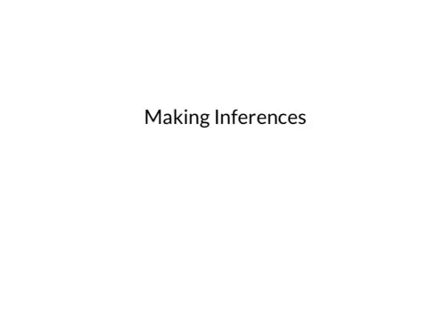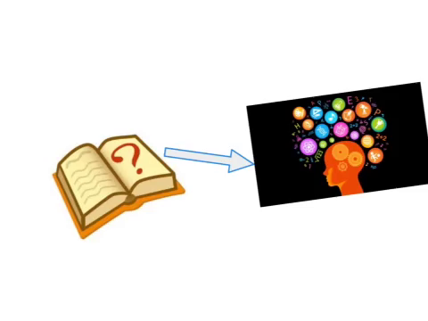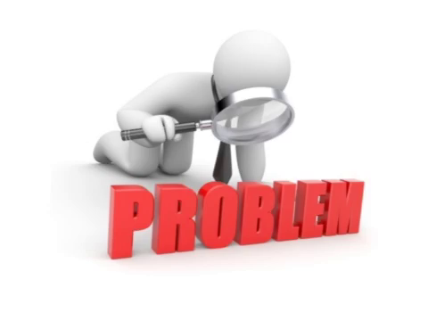Today we're going to be talking about making inferences. Now, making an inference is taking what we read or see and combining it with our own personal knowledge and experiences in order to figure out what is taking place. The problem with inferring is that we are trying to identify what is happening because the author or artist didn't tell us up front.